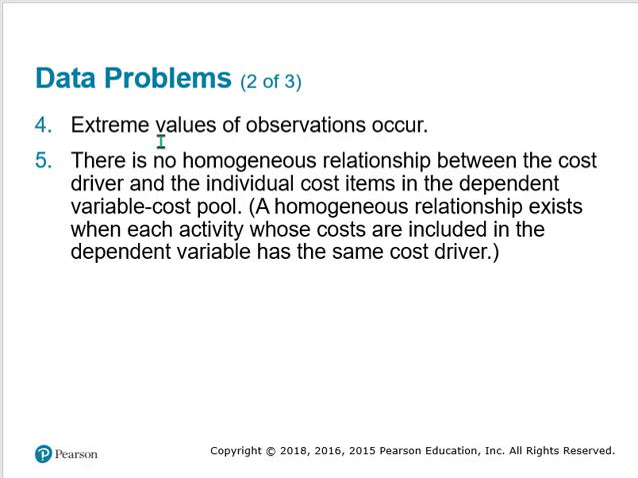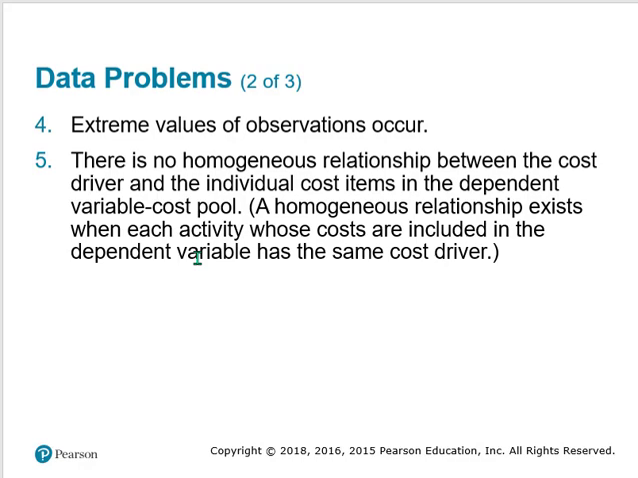Other problems are extreme values of observations occur. If you've got a big outlier, so say you've got a graph that looks like this in a line and you've got a value that's way up over here, that's going to throw off all of your measurements. Any kind of, like if you did a regression or a high-low method or anything like that.